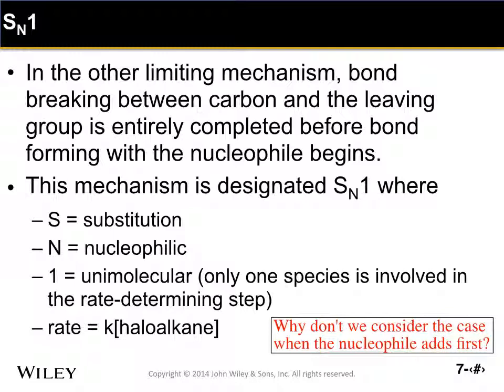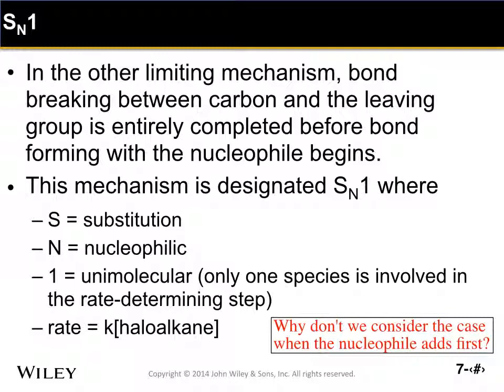So the other limiting reaction, and I think this is the last slide for this section, is the reaction in which the halogen is lost first before the new bond between the carbon and the nucleophile occurs. This is called SN1 because the rate of reaction will only be dependent on one component, that is, it's unimolecular. It's only dependent on the concentration of the haloalkane. And so we'll discuss that in the next slide presentation.